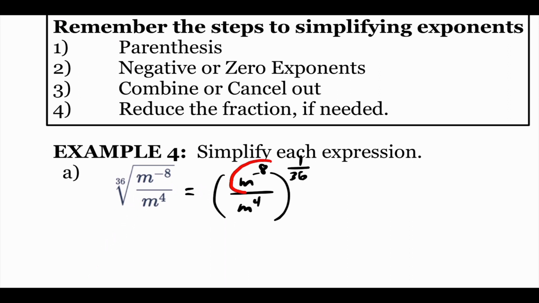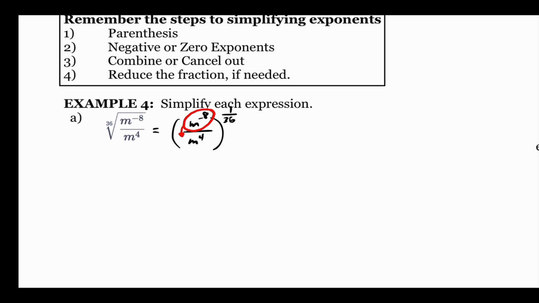Negative exponent. Bring it down because it's on top and it's negative, so I need to bring it down. Good. So let's rewrite this. So I have m to the 8th times m to the 4th. What's on top? Nothing, right? If there's nothing there, what's always going to be there? A 1. Good.